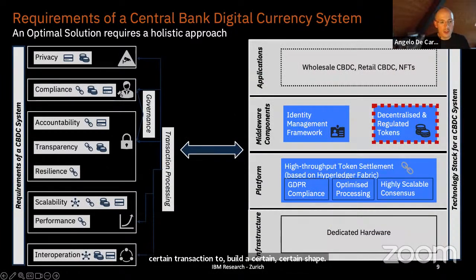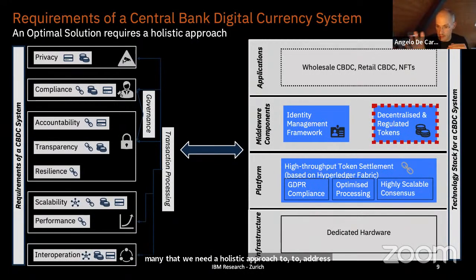I'd like to have this slide for you as a summary of the complexity of the entire system. On the left-hand side, we have high-level requirements for a central bank digital currency. Some I already mentioned: privacy, compliance, accountability, resilience, scalability, interoperability. There are certain requirements that are really related to governance, like the fact that the system needs to be compliant, and must guarantee accountability and transparency, and some other requirements that are more related to the transaction processing itself, so really more about the technology. The point here is essentially that the requirements are so many that we need a holistic approach to address these requirements all together.